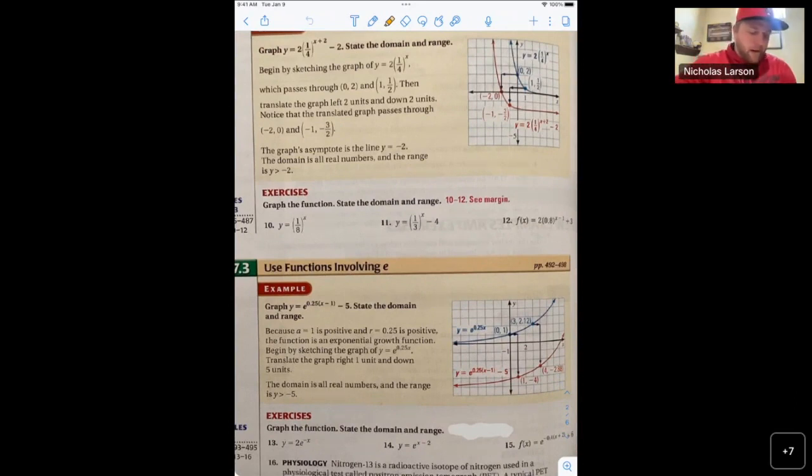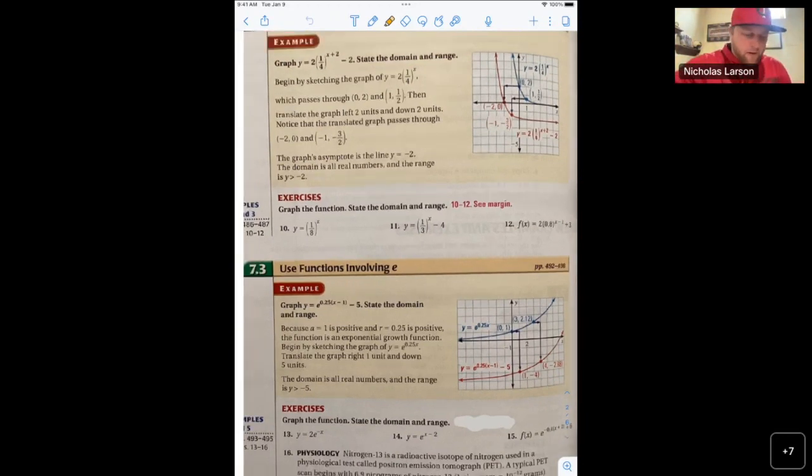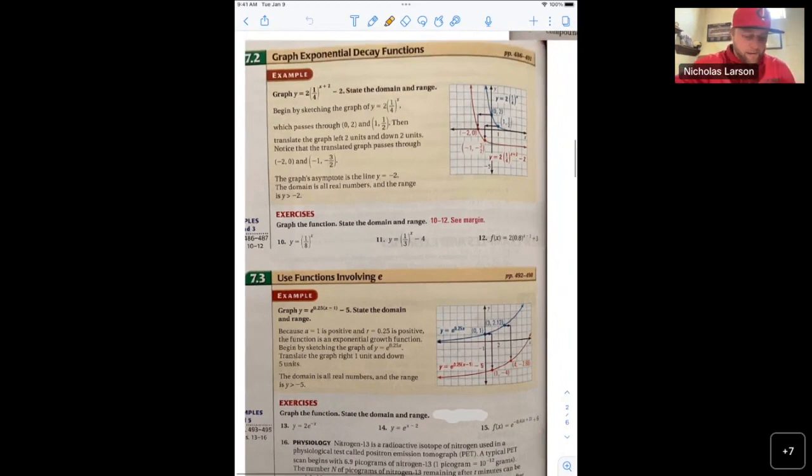Then we talked about E, okay? We can do a lot of things with E. One of the things we can do is calculate compounding interest. It's used for population growth. So there are some real world applications with our fancy natural base E.